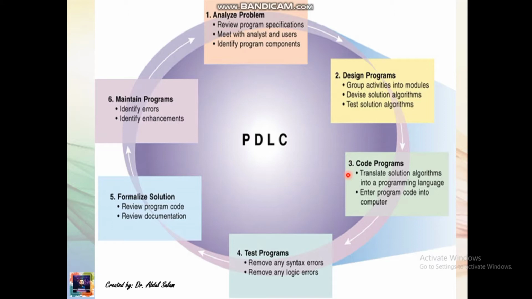The fourth one is test the program: remove any syntax errors and remove any logical errors. The next one is formalize solution: review the program code, review documentation, and formalize a better solution for the problem. The last one, the sixth one, is maintain programs: identify your errors in the programs and identify the enhancements you need to do in the program.